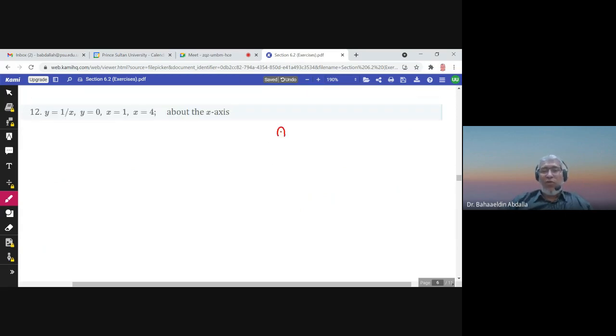y equals 1 over x. You know the graph, it's like this. y equals 0 is the x-axis. x equals 1 is this line. 2, 3, 4, x equals 4 is this line. Now the curve, if x is 1, 1 over 1 is 1. And if x is 4, 1 over 4 is 1 over 4. So this is the curve y equals 1 over x.